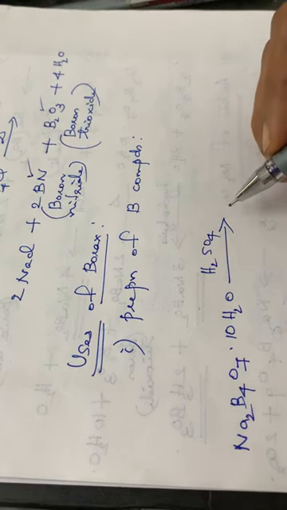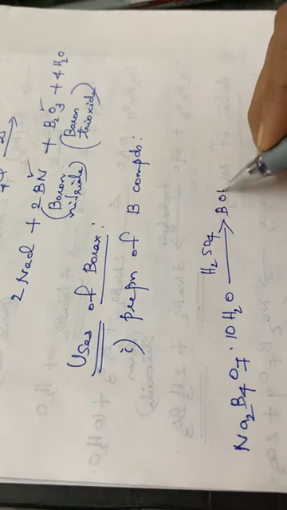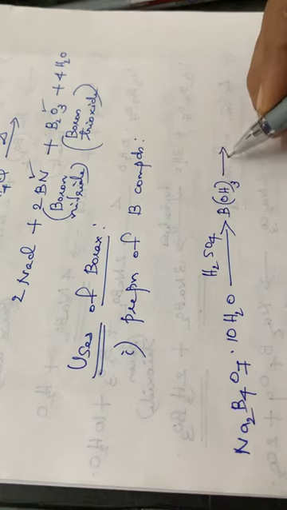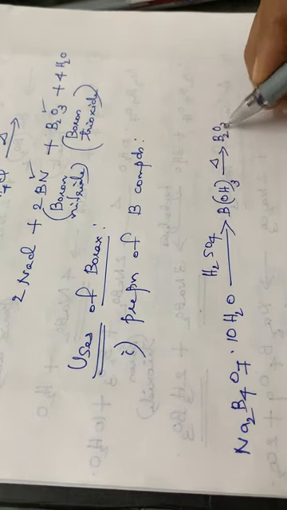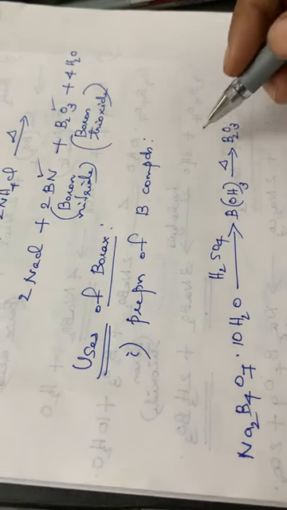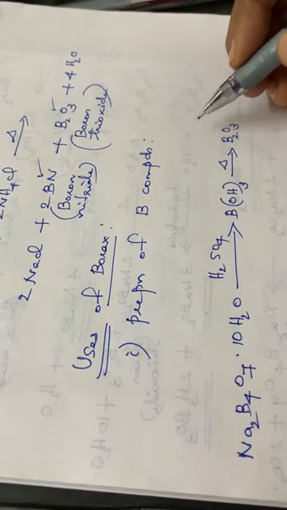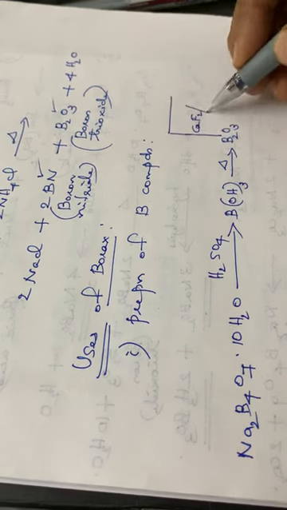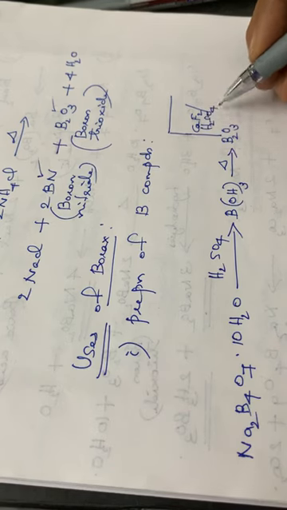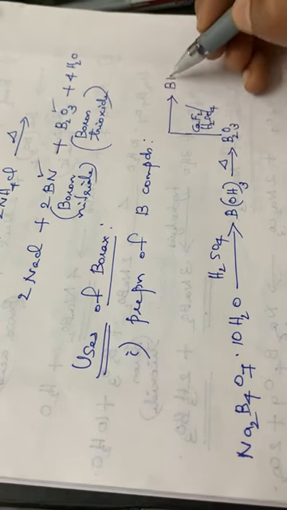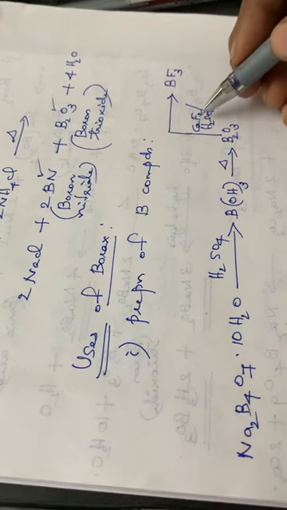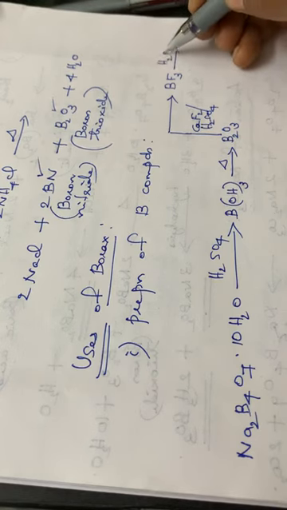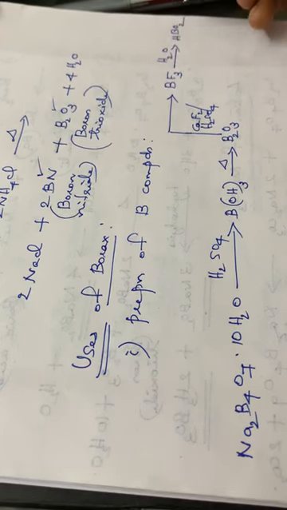We will be having boric acid H3BO3, or we can write it as B(OH)3. This boric acid on heating gives boron trioxide, that is B2O3. This B2O3, when treated with calcium fluoride and concentrated sulfuric acid, will be converted to BF3. Then BF3 on hydrolysis gives metaborate HBO2.